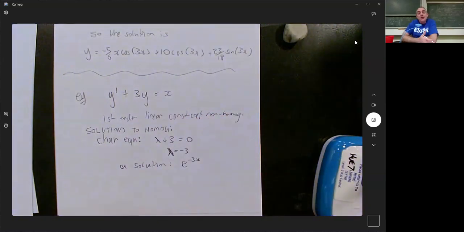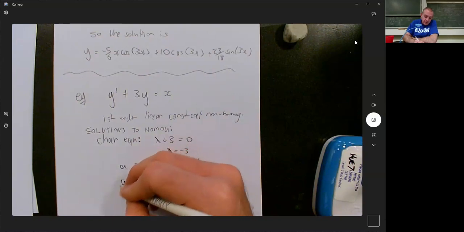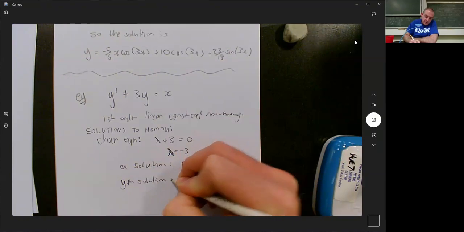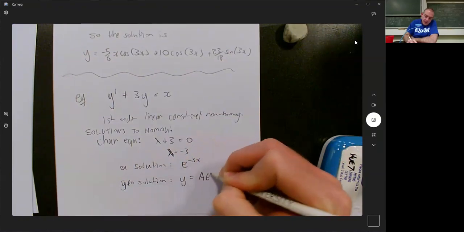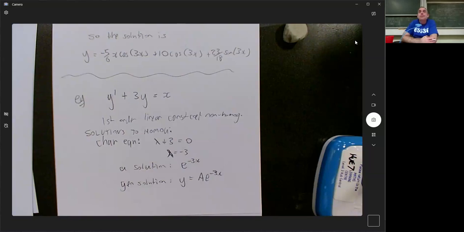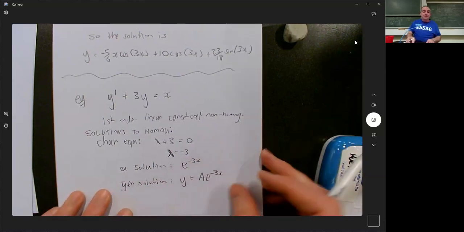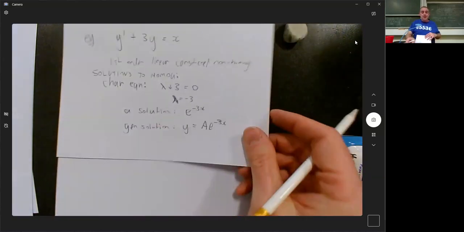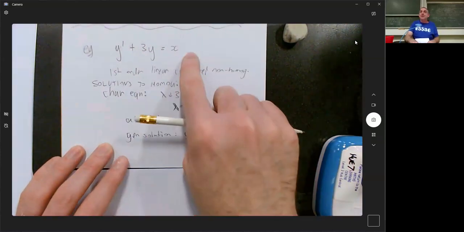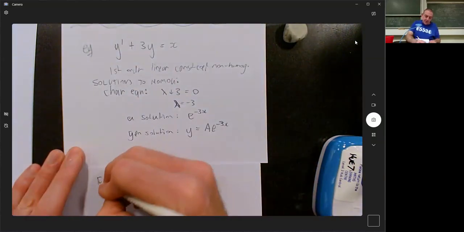And since it's only a first order, I only need one solution to get all the others. For a second order, I need two solutions. And so the general solution will be y = something e^(-3x). Isn't that cool? And then I would have to find any one solution to this. And so I can say we can find a particular solution.